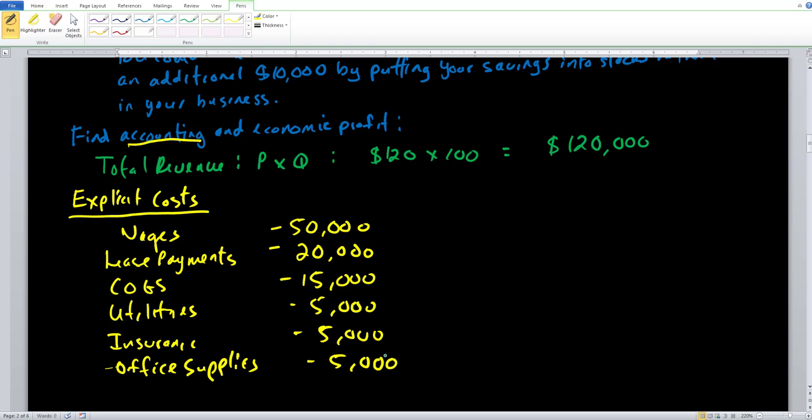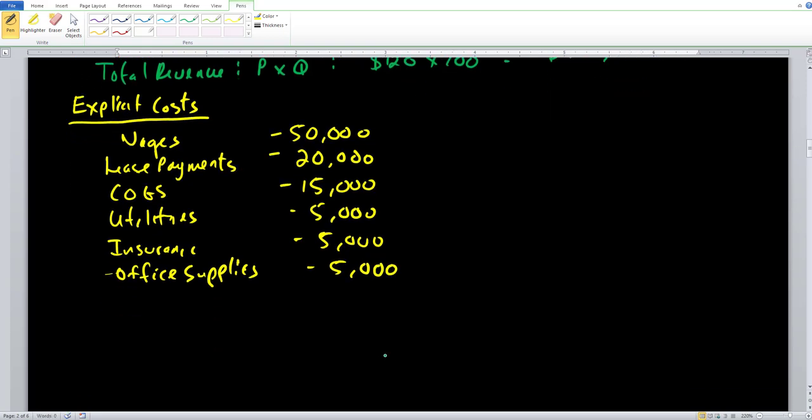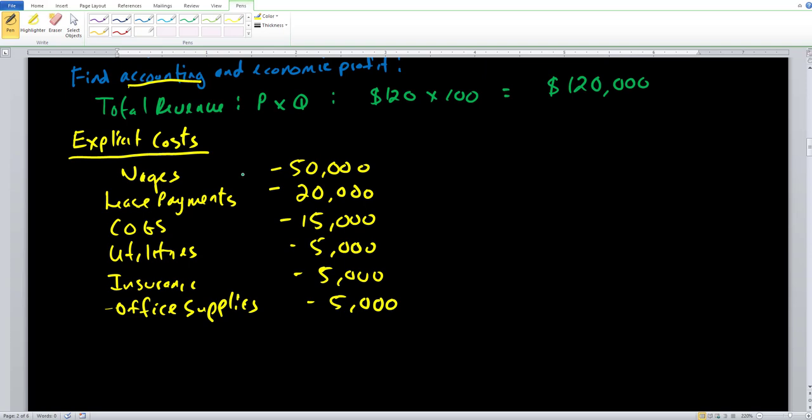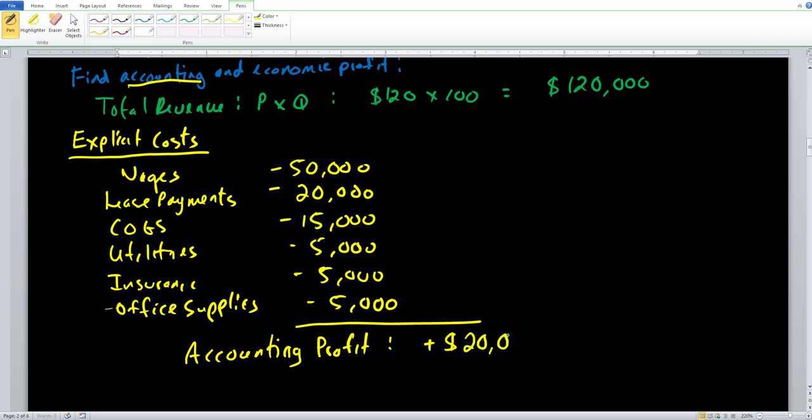So when you take your total revenue, subtract out all of your explicit costs. So 120 minus 50 minus 20 minus 15 minus 5 minus 5 minus 5, you will get your accounting profit. So here, accounting profit. And accounting profit, remember, is just total revenue minus explicit costs. And when you do this calculation right here, you should get a positive $20,000. So positive 20K. And in this instance, you would be pretty happy.